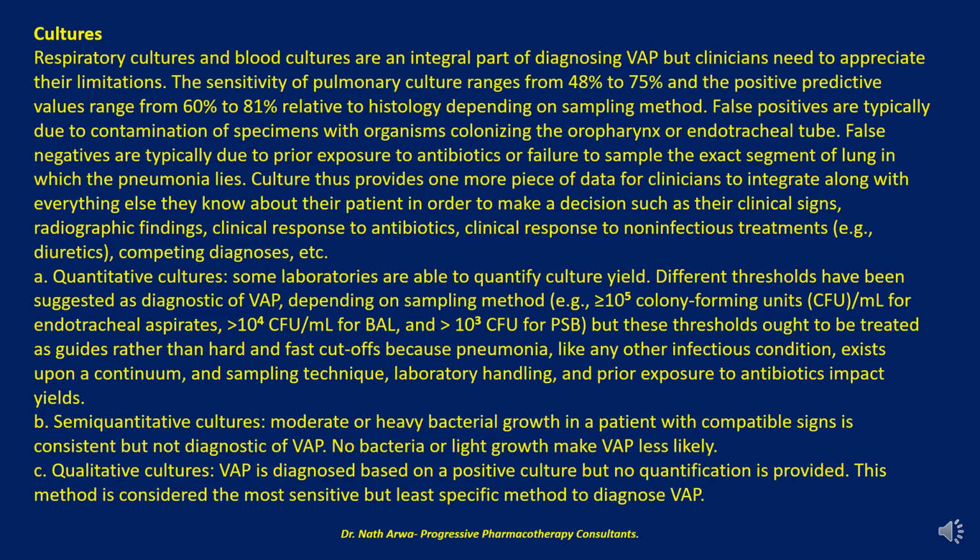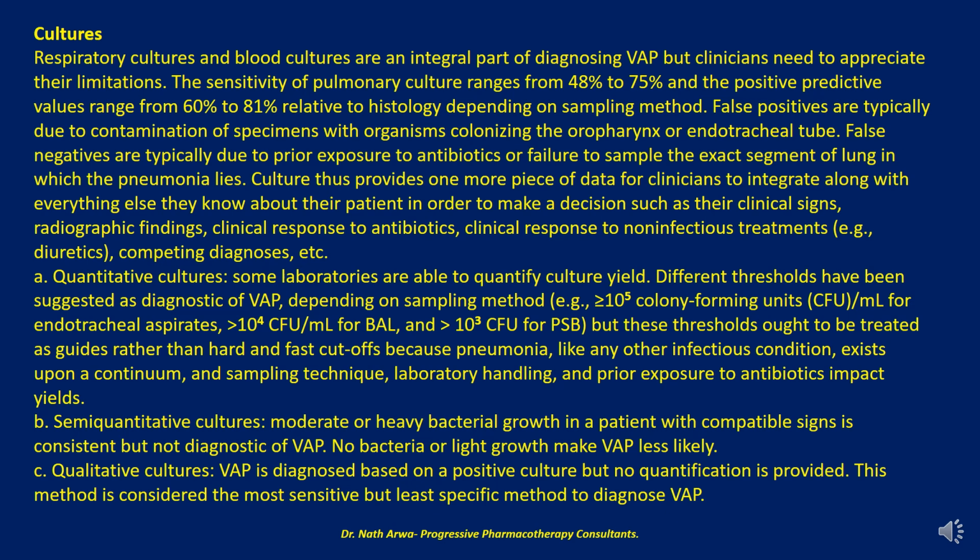We will now briefly look at cultures. Respiratory cultures and blood cultures are an integral part of diagnosing ventilator-associated pneumonia, but clinicians need to appreciate their limitations. The sensitivity of pulmonary culture ranges from 48% to 75%, and the positive predictive values range from 60% to 81% relative to histology depending on sampling method. False positives are typically due to contamination of specimens with organisms colonizing the oropharynx or endotracheal tube.